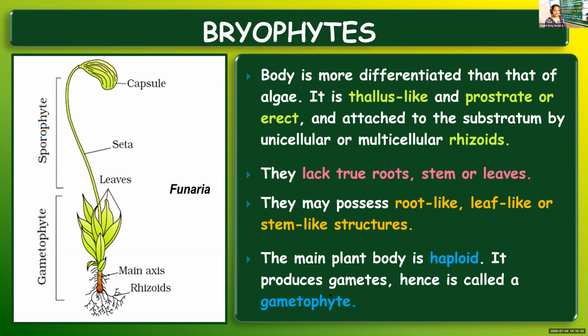And gametophyte, as the name suggests, what do gametophyte produce? Gametes. And sporophyte will produce spores. The main plant body can be different for different plants. But here in Bryophyta, the main plant body is haploid. And this haploid plant body, which produces gametes, you call it as gametophyte.